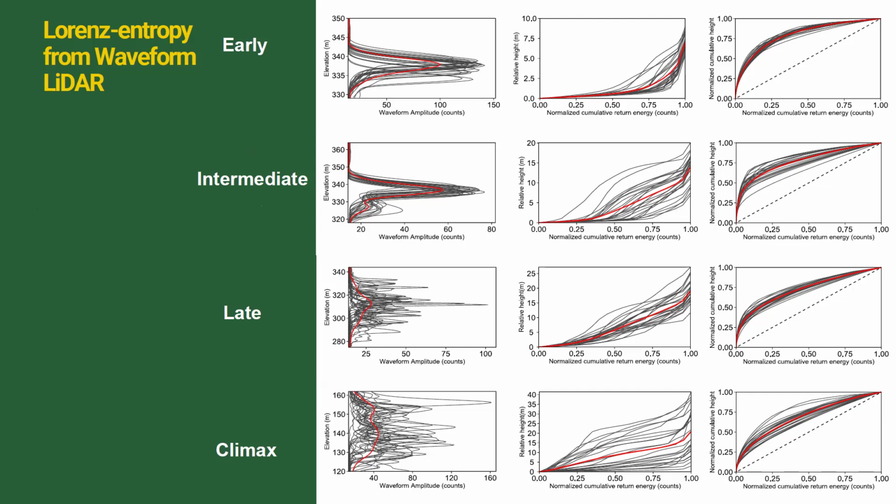By doing some pre-processing, we capture the relative height of each waveform, and then we normalize the cumulative return of this energy from the amplitude. In the next step, the third column of this graph, we create a Lorenz curve based on the normalized cumulative height and the normalized cumulative return of the energy. From this last column, we then capture the Gini coefficient, which is the area between the dashed line and the Lorenz curve.